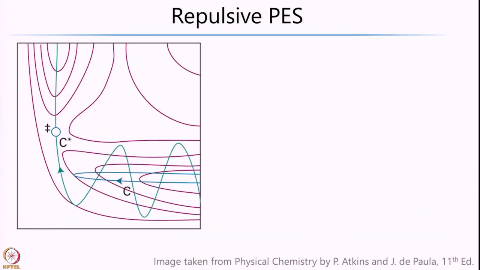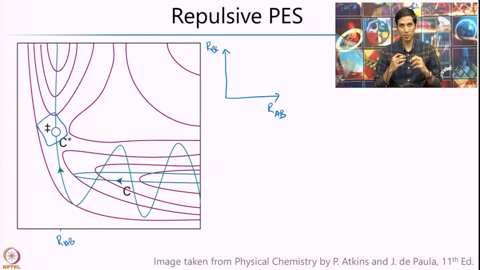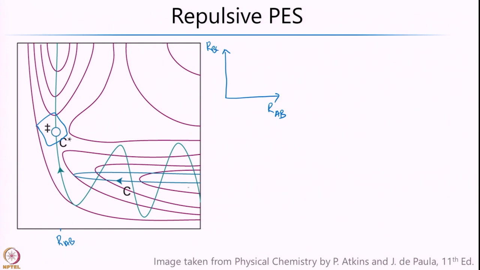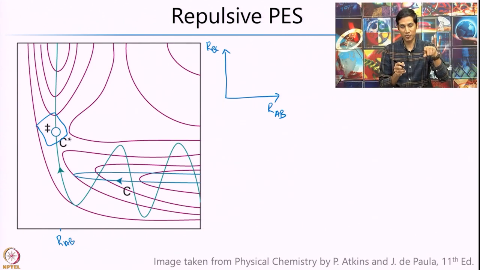In this case, again I will just draw the same picture, that you have the RBC and the RAB. Now you see that the saddle point is at a much closer internuclear distance of RAB. Here again one can do the same exercise, thinking of the kinetic energy for the reaction as completely translational. If that is the case, path C would be followed. It is purely translational, but it would hit a higher energy surface wall, and that would not lead me to any of the products. I would still be in the reactant space, that is the right-hand side.